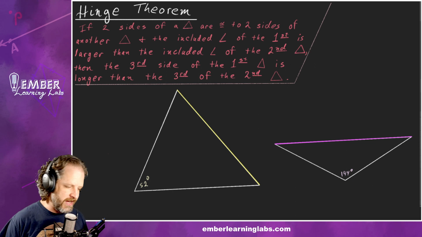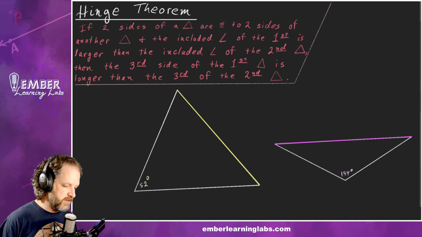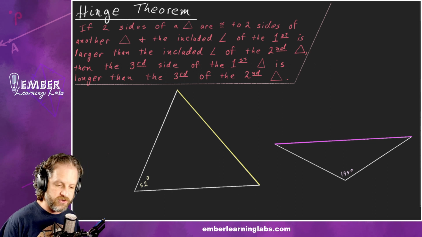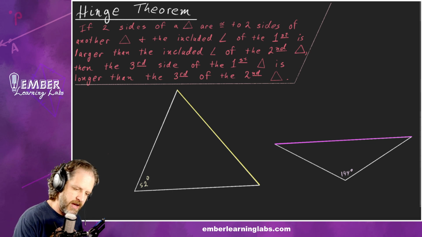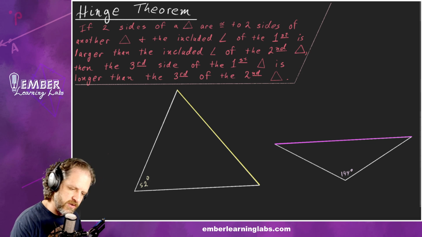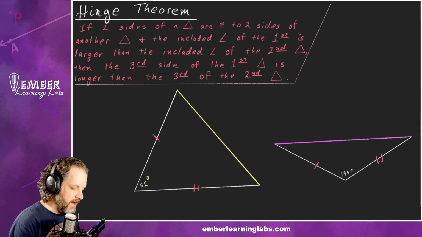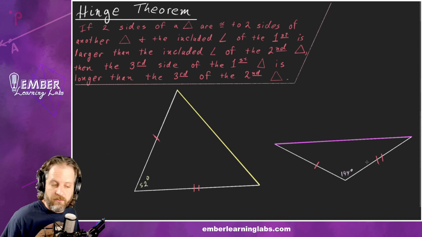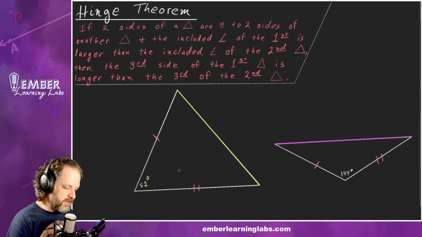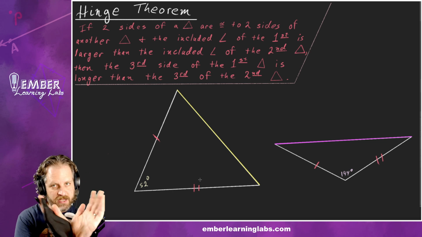So if two sides of a triangle are congruent to two sides of another triangle, let me label this. This didn't get really labeled in this picture. So if this side is congruent to this side and this side is congruent to that side. That's important in order for the hinge theorem to work: these two sides have to be congruent, two same size pieces, right?